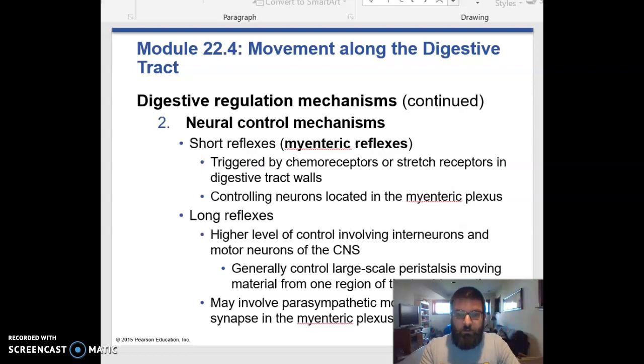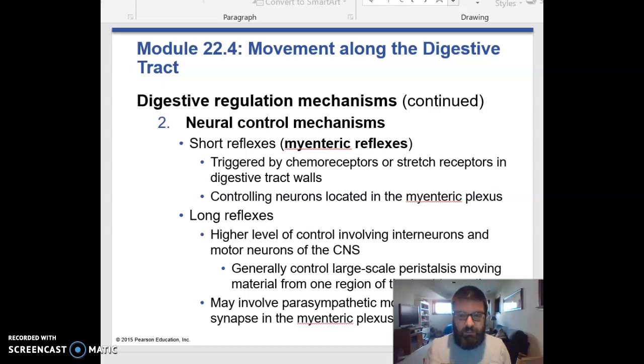But there are also some neural control mechanisms. So short reflexes and long reflexes. Short reflexes just go to that myenteric plexus that we talked about, right, and cause it to move either through peristalsis or to mix through segmentation using that muscularis externa. Long reflexes go all the way to your central nervous system, right, so that you have some central control over all of this. And this controls large-scale stuff, right, like moving food from one region to another.